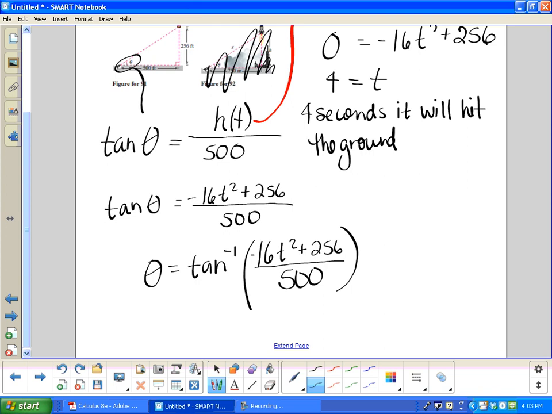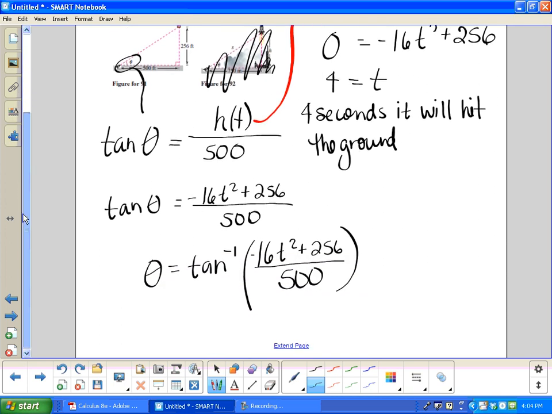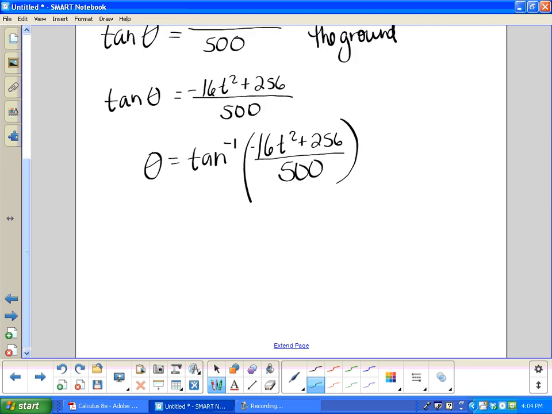The only good thing is, the problem asked up here, if you remember, let's go back up and look at it, it wants me to find the rate of change of the angle when t is 1 and t is 2. So I don't really have to clean it all up and write a nice fancy formula for d theta dt. I just need to find d theta dt of 1 and d theta dt of 2. So I'm going to clean it up as much as I can, but I don't have to go all the way with it.